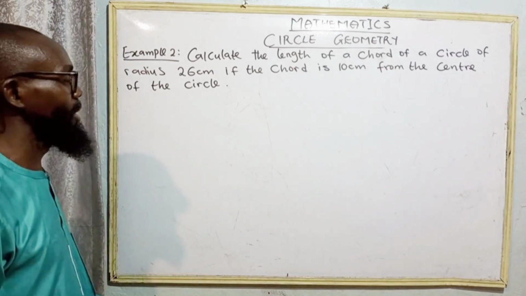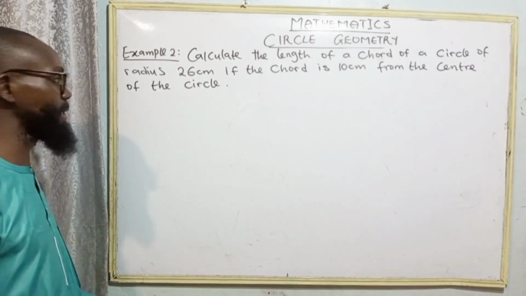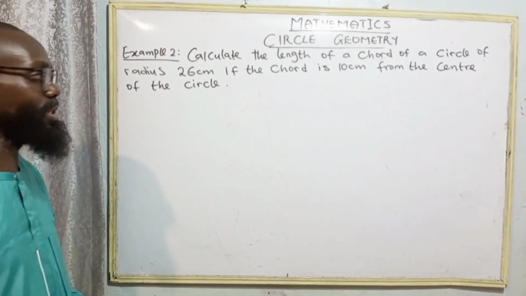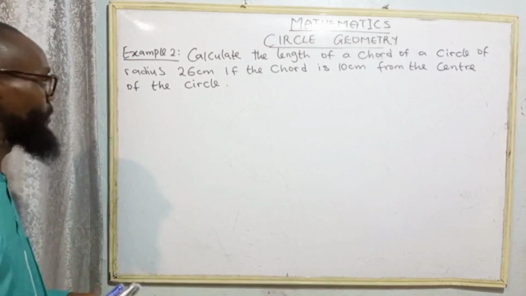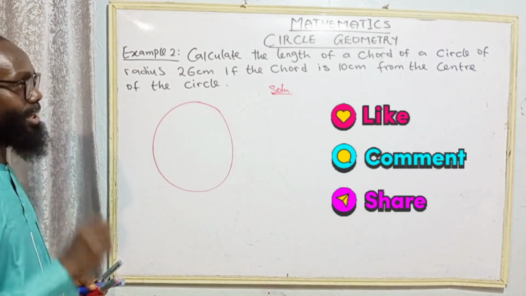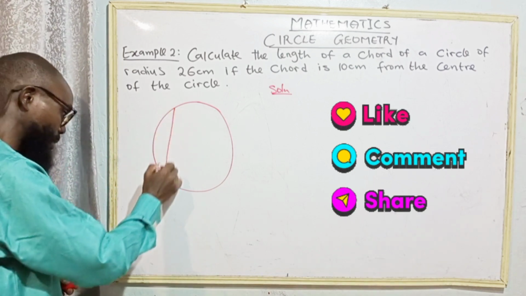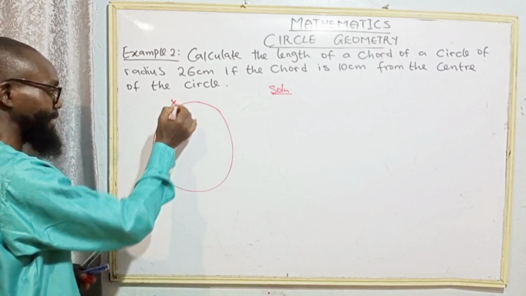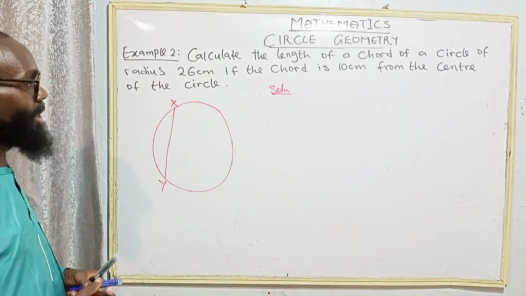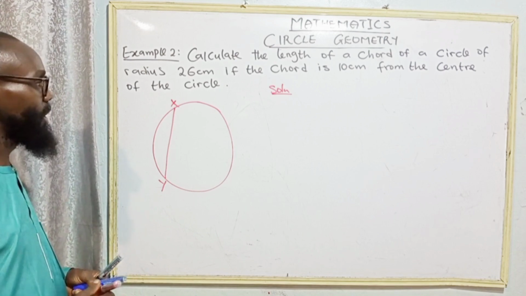Example 2. Calculate the length of a chord of a circle of radius 26 centimeters if the chord is 10 centimeters from the center of the circle. Having our circle this way, calculate the length of a chord. Let me have my chord this way. This is my chord, X, Y. Calculate the length of a chord of a circle of radius 26 centimeters.